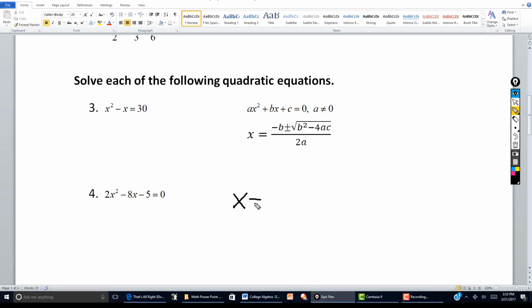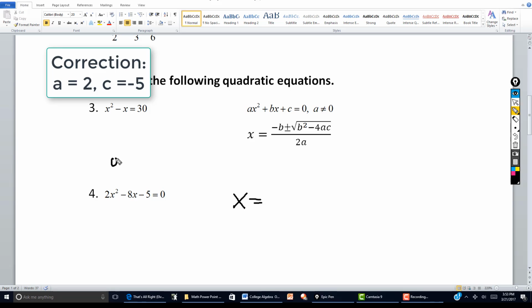So x is equal to. So notice in this one here, a is going to be 1. That's the coefficient of the square term. B is going to be -8. That's the coefficient of the x. And then the constant is c, which in this case turns out to be a -5. Okay. So then I just plug those values into the formula.